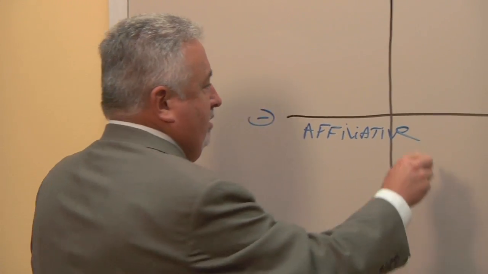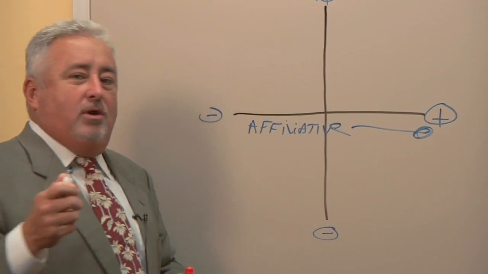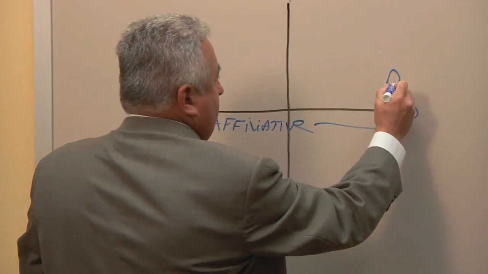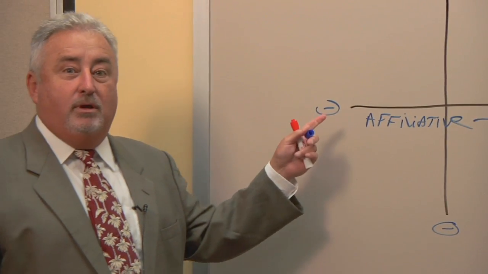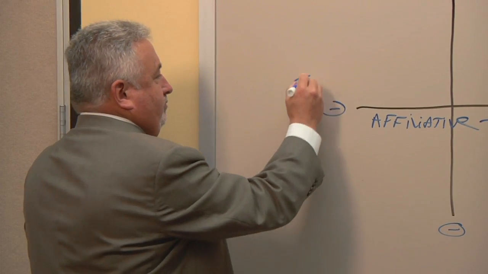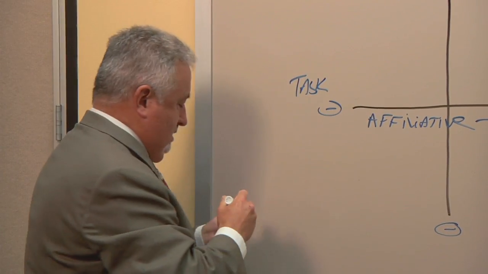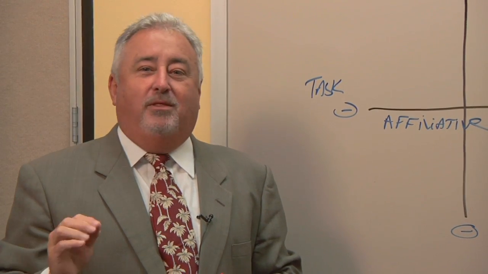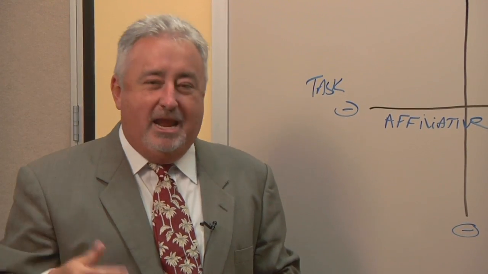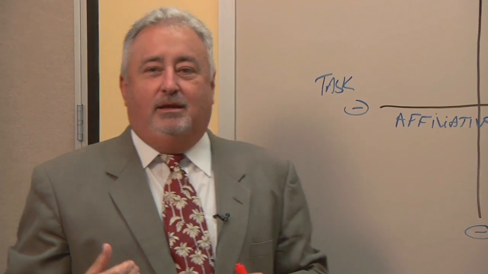Affiliative means your need, your desire, your want for human company in the world. If you're high on the affiliative scale, if you're way out here, you're a people person. If you're low on the affiliative scale, you're a task person. I need to tell you, neither one of these is evil. Neither one is better than the other. We need both sides of this thing.